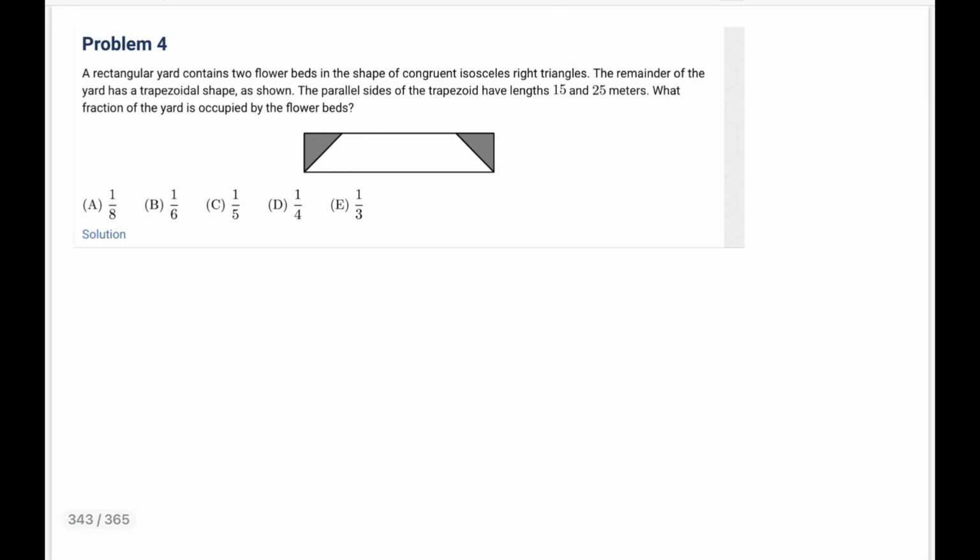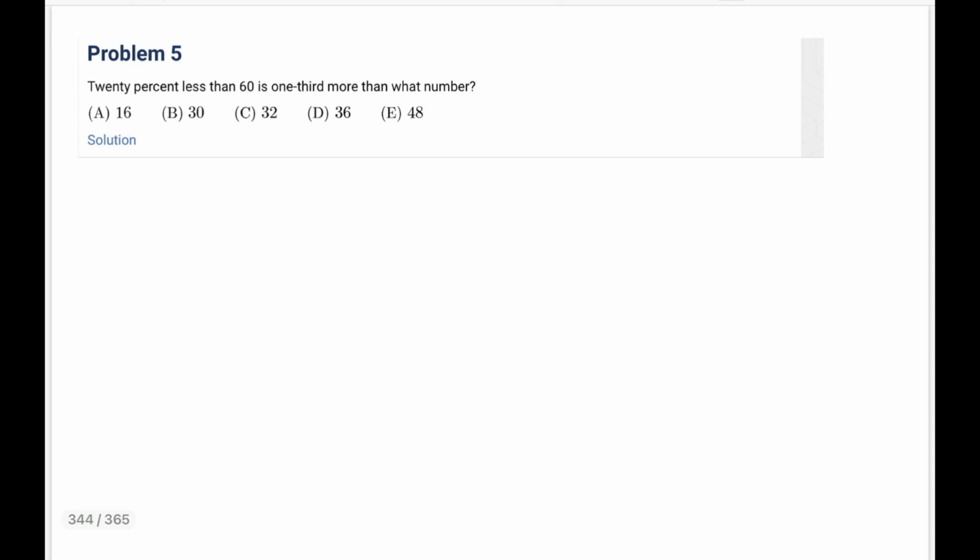Number 4, a rectangular yard contains 2 flower beds in the shape of congruent isosceles right triangles. The remainder of the yard has a trapezoidal shape as shown. The parallel sides have length 15 and 25 meters, so this would be 15, this would be 25. So this would be 5 and 5, and since it's isosceles right triangles, this would be 5 and 5. So the area of the yard would be 5 times 25, and then flower beds would be 5 times 5, so this would be 1 over 5.